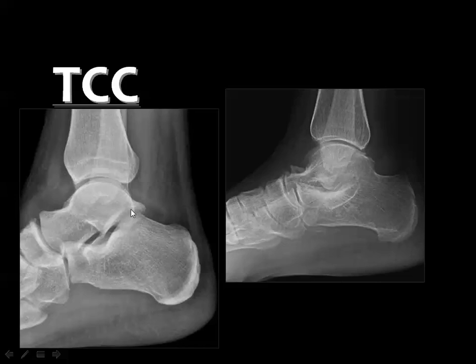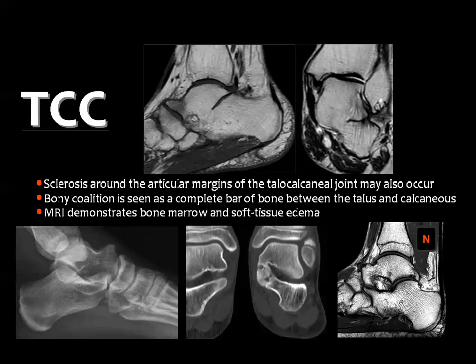You see, this is the joint space in a normal ankle lateral radiograph, and here you cannot see the space, with continuing bone across the region of the joint. By CT, it's easy to see. This is the normal appearance, the joint space, and here you can see coalition with a bony protrusion or bony mass encroaching on the tarsal tunnel.